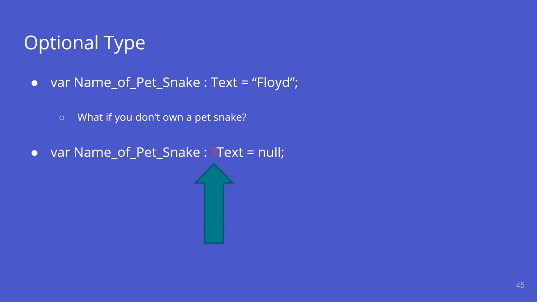But somebody actually doesn't own a pet snake. They're a snake enthusiast, and they would like to be able to buy one in the future, but they don't yet have one. Well, when you declare a variable of type text, it cannot hold an empty value. So that's where the optional type comes in. By adding the question mark in front of the type declaration, in this case the red question mark in front of text, you can assign a null value to that variable. And this works for functions and for return values as well.